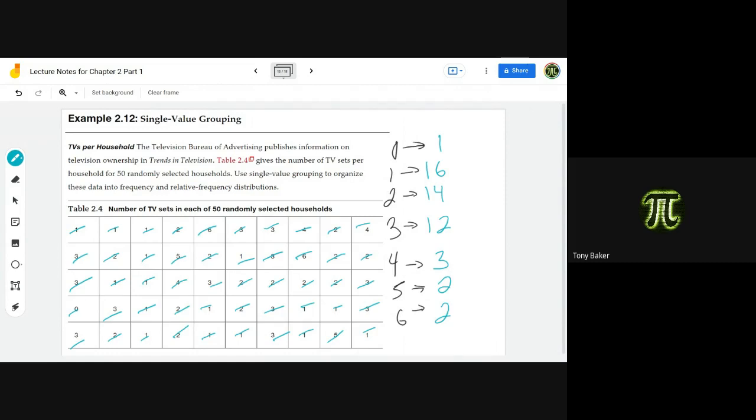All right, so we've counted them up. Is that a frequency or a relative frequency distribution? Not yet. That's just a frequency distribution. How do we make it a relative frequency distribution? Yes, divide by 50.